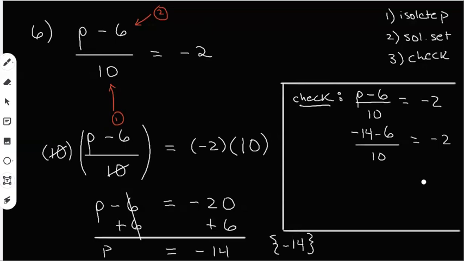On top of the fraction, I can simplify that a little bit further. Negative 14 minus 6 is going to give me negative 20. And since I'm dividing by 10, that's what's going to give me that negative 2 on the right side. So it all works out. That is a true statement. So negative 14 definitely belongs in the solution set for this one.